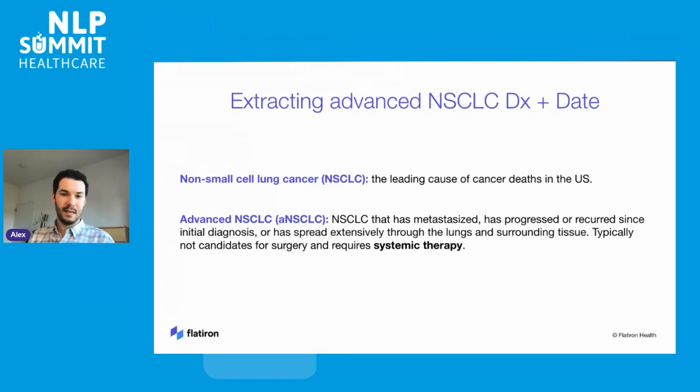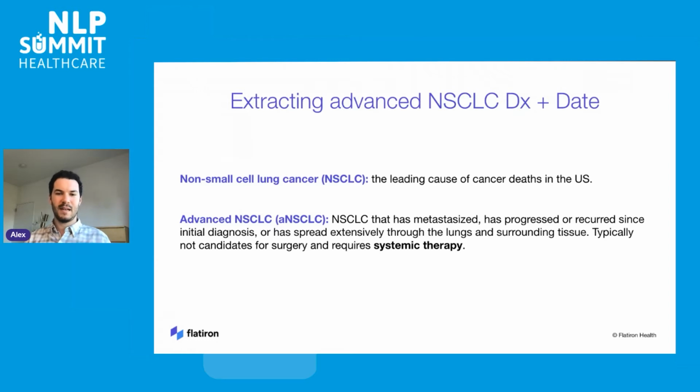Advanced NSCLC is NSCLC that has metastasized, has progressed or recurred since initial diagnosis, or that's spread extensively through the lungs and surrounding tissue. So a patient can come to have advanced cancer through several different routes, but the key is that the disease has reached a point where local treatments with a curative intent, such as surgery or radiation, are really no longer an option, and treatment requires systemic therapies such as chemotherapy or immunotherapy.